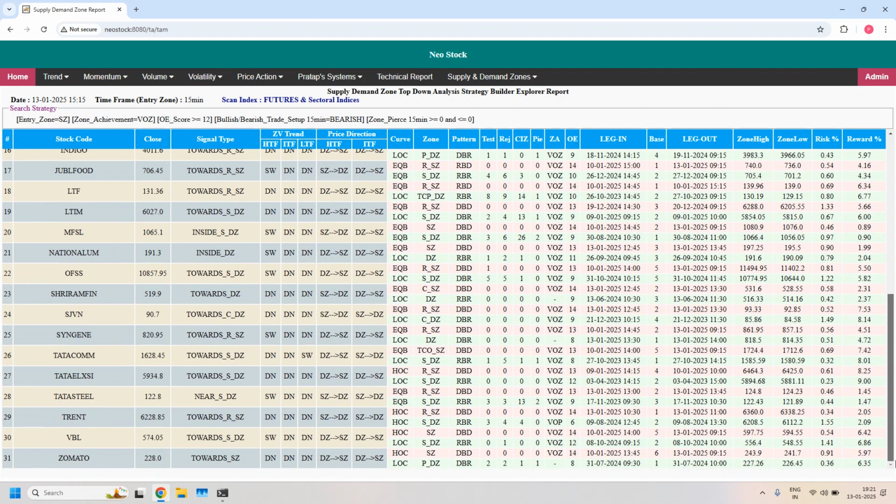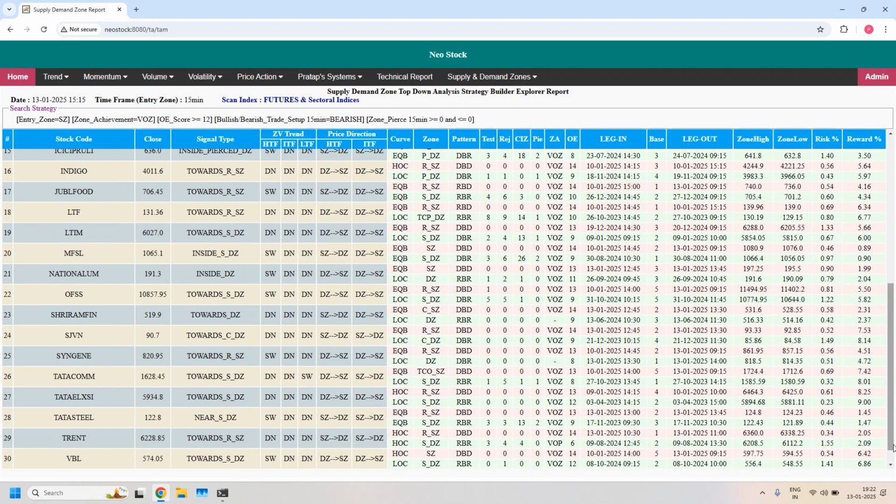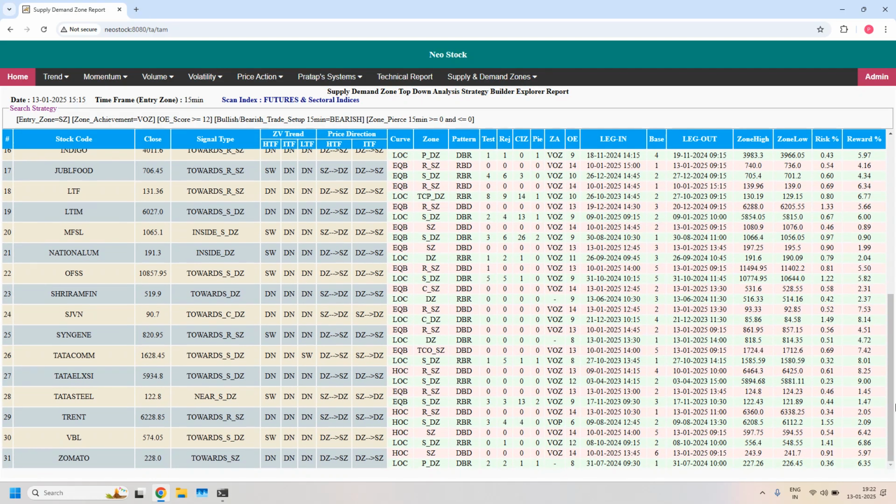We got a big list. So total we got 31 stocks. Out of 31, we are seeing first 15 stocks. Okay, I am scrolling the list down. Further scrolling the list down. So total 31 stocks are filtered. These 31 stocks are supporting bullish trade setup for daily income trade, and entry time frame is 15 minutes demand zones.